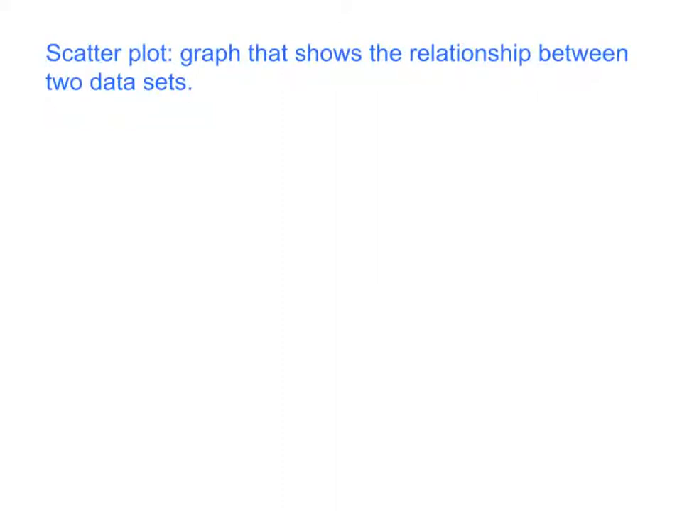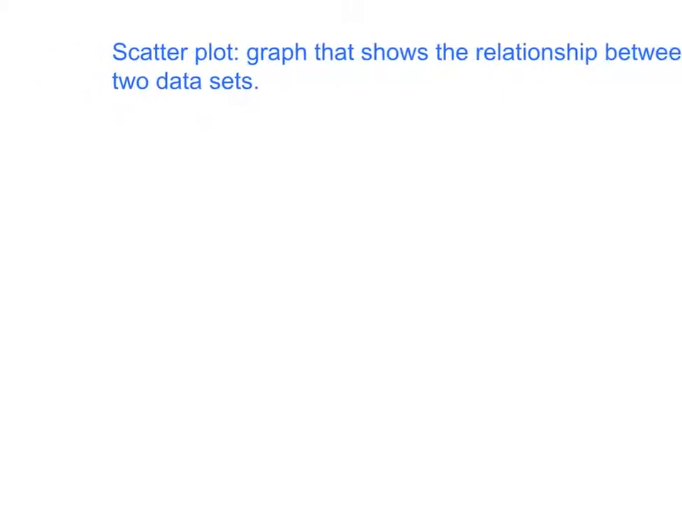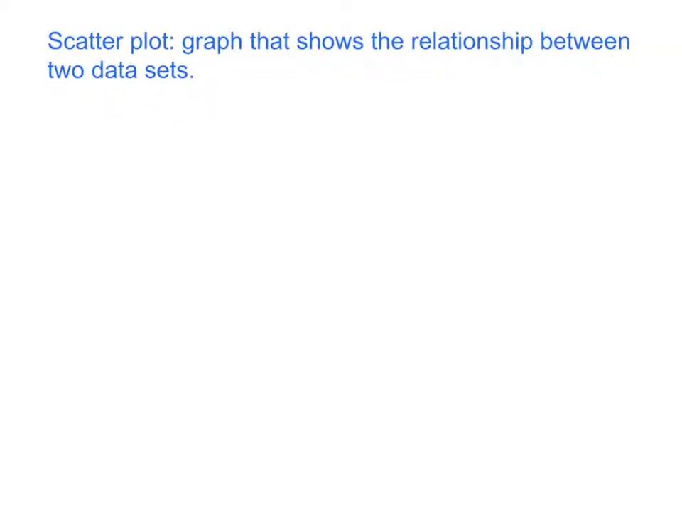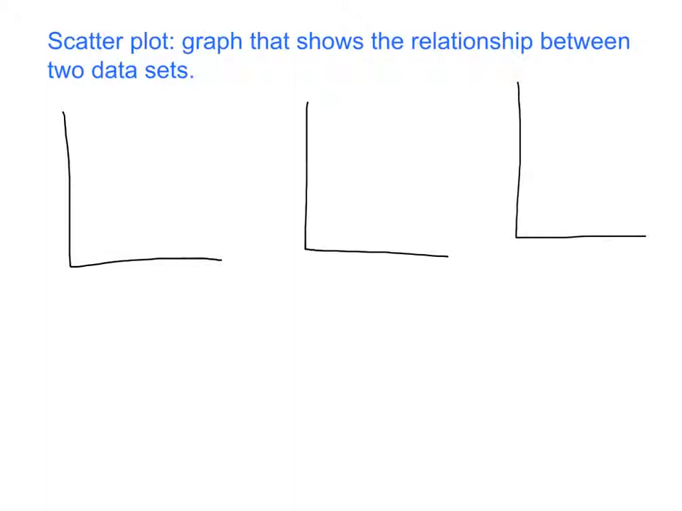Today we're going to do 12.5, which is talking about scatter plots. So let's just first get the definition down. A scatter plot is just a graph that shows the relationship between two data sets. There are going to be three different types of graphs today, and all of our graphs are going to be graphed on a coordinate plane in the first quadrant. And we're going to see ordered pairs graphed, but they're not going to make a straight line.